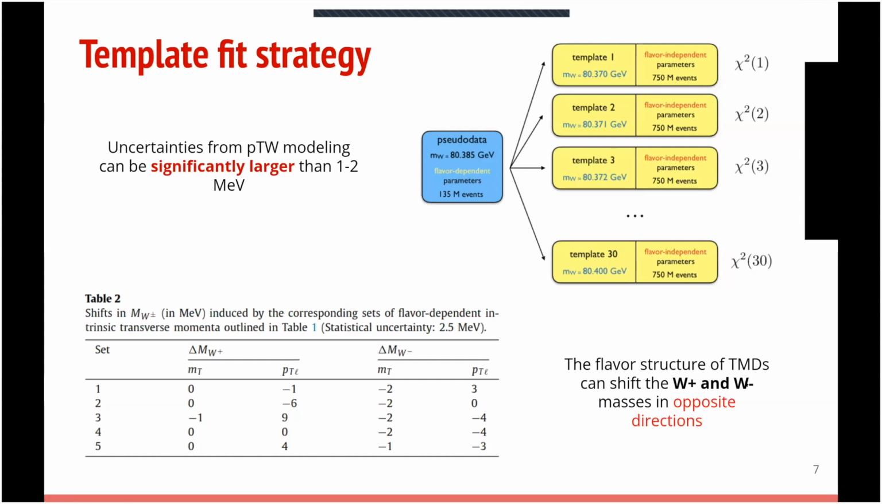For example, if you look at the set number 3, which corresponds to a specific configuration in the flavor structure, you see that the shift on the W plus can be 9 MeV, but the shift on the W minus can be minus 4. So choosing one set or the other can help you either reduce or enhance also the difference in the determination of the W plus and W minus masses. And so with this, I stop here, but of course, I'll be here to discuss with you or receive input.